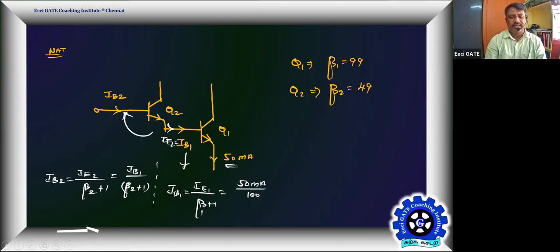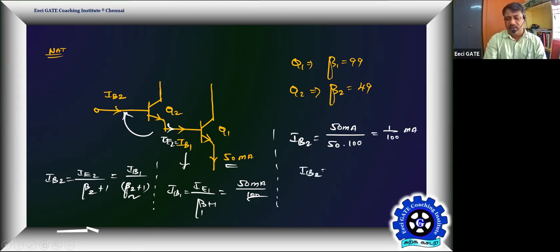So with this, we can answer the problem easily. What is IB2 now? IB2 is equal to IB1, which is already known, divided by beta 2 plus 1. Beta 2 is given as 49, so beta 2 plus 1 is 50. Therefore, you will end up with 50 milliamps divided by 50 into 100. The result is going to be 1 by 100 milliamps, which is 0.01 milli. So in micro, IB2 is equal to 10 microamps. Therefore, the answer is 10.